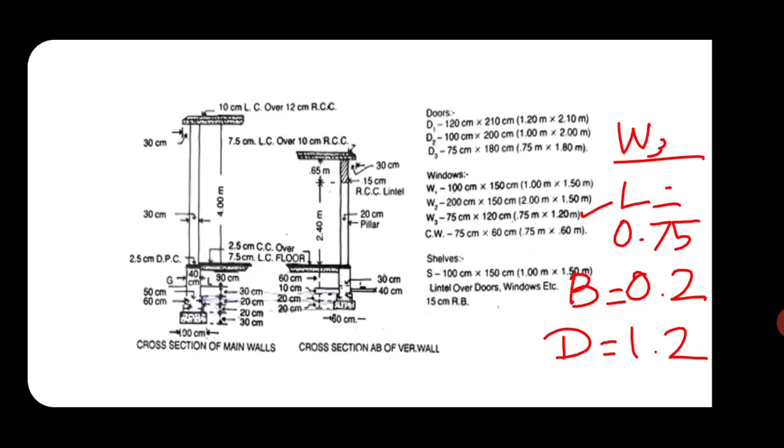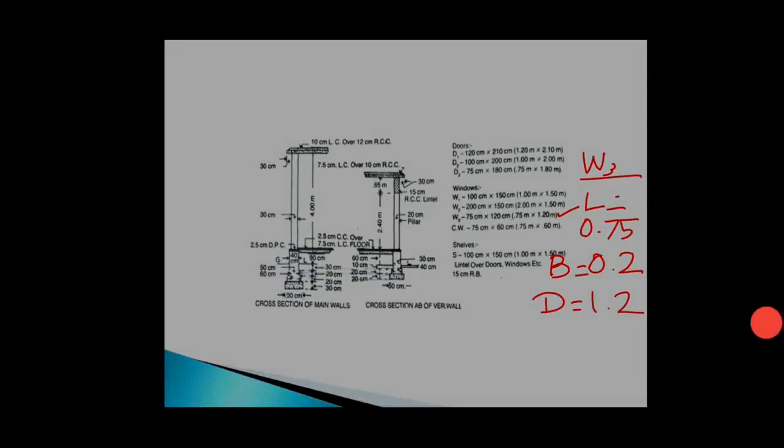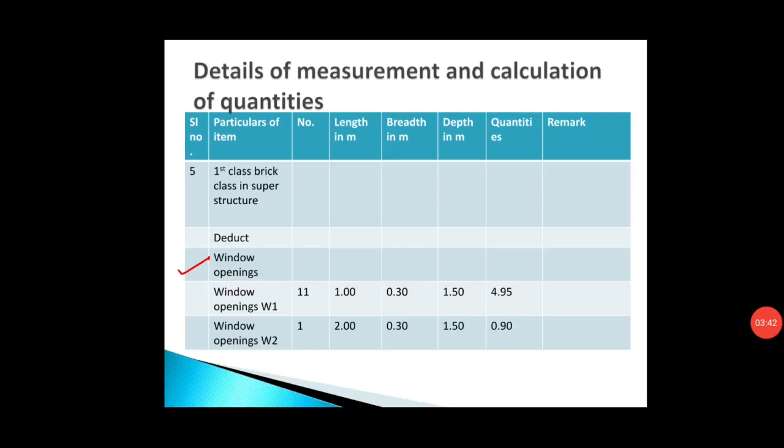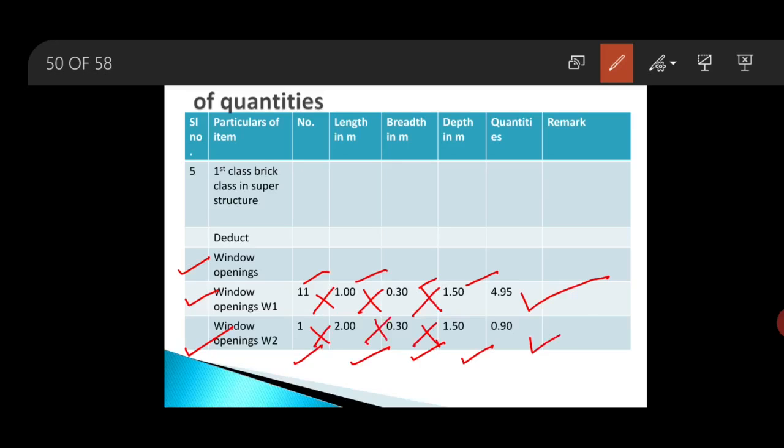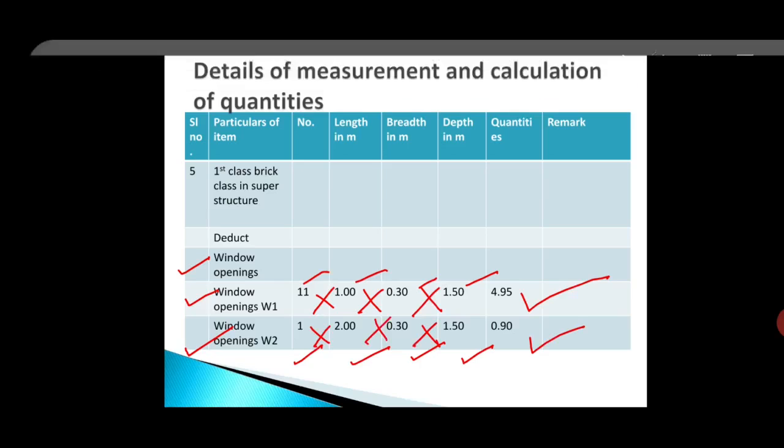Then we will move to the details of measurement form. Window W1, number is 11, length is 1, breadth is 0.3, depth is 1.5. By multiplying all this, we will get total quantity as 4.95 cubic meter. Similarly, window 2, number is 1, length is 2, breadth is 0.3, depth is 1.5. Then by multiplying all this, we will get the quantity as 0.9 cubic meter.